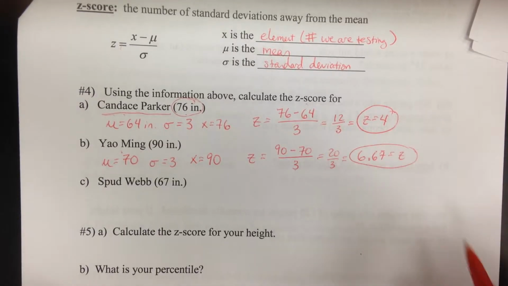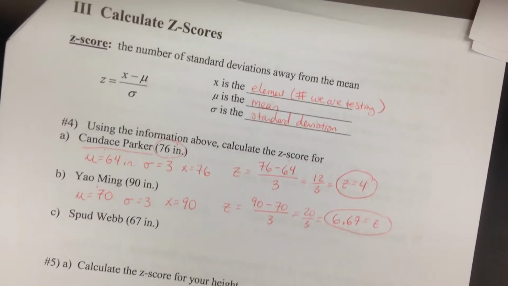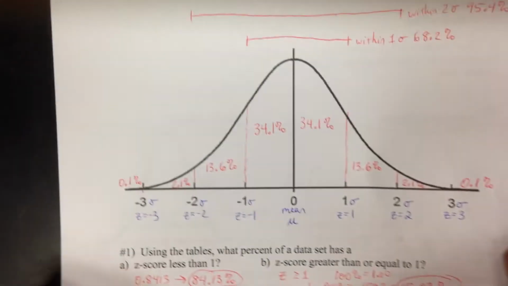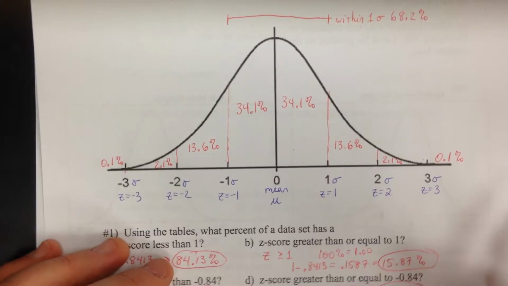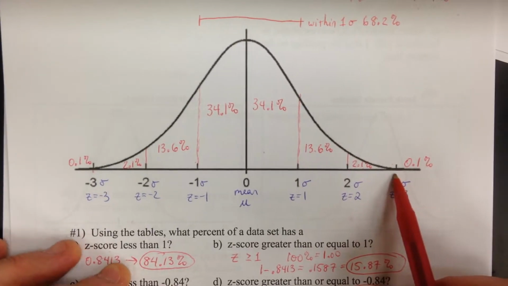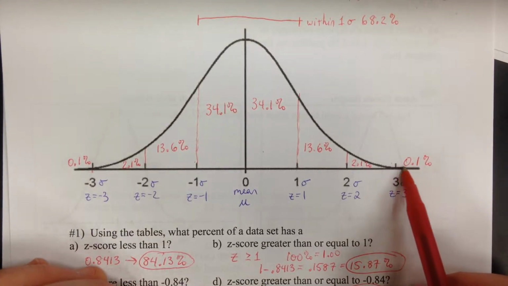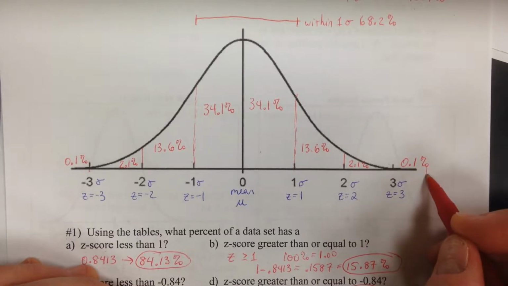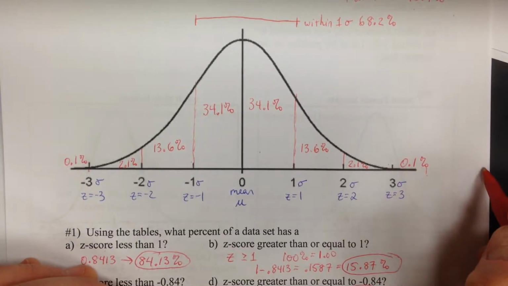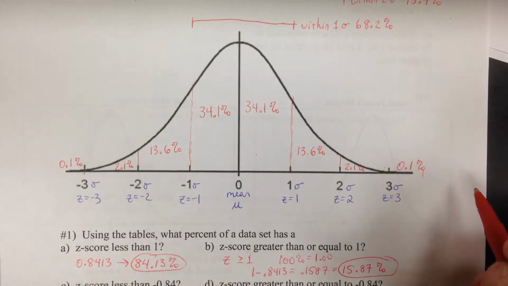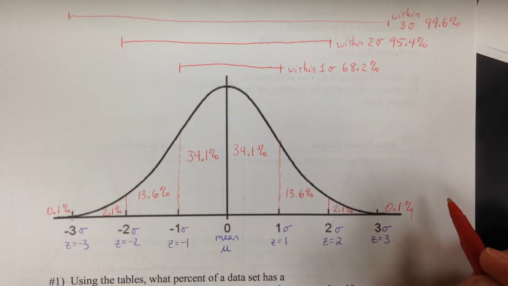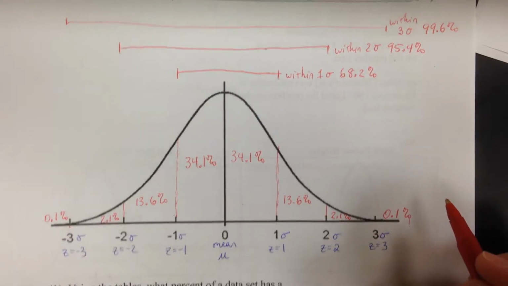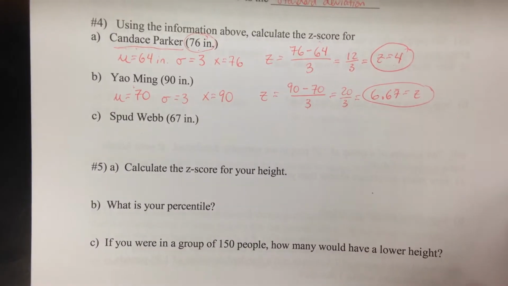Just to explain how high that is, I'm going to go back to the front for a second. Here's your normal distribution curve. Here's 3 standard deviations. 0.1% of the population is to the right of that. Now Candace Parker is at 4, so she'd be here. Yao Ming is close to 7. There might be 100 people, might be 1,000 people in the world that are as tall as he is, probably less than that. So that's how high that value is.